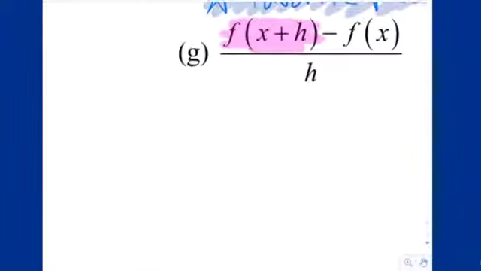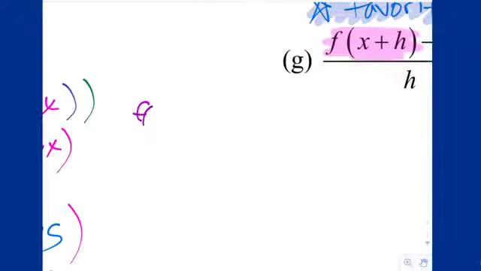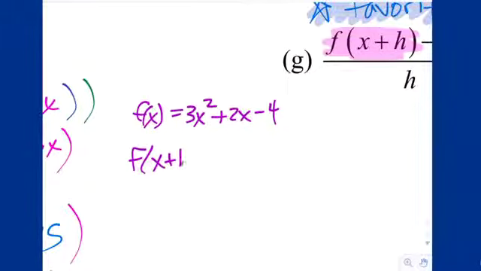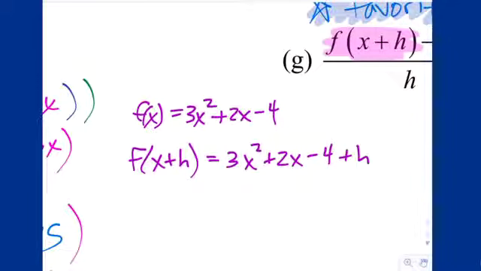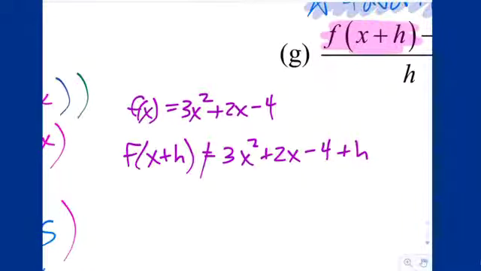So let me come down here and rewrite it. f of x is equal to 3x squared plus 2x minus 4. Now, some people were coming in this morning and having a hard time plugging into the function. A lot of people had this, and this is the most common mistake. If I want you to find f of x plus h, some students do this: 3x squared plus 2x minus 4 plus h. Is that right? No, because what this is doing is you're just taking f of x and adding h onto the end. It's not equal to that.